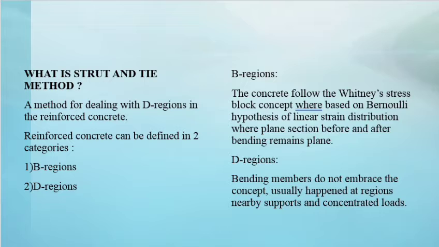Reinforced concrete can be divided into two categories: first is the B region and second is the D region. The B region is where the concrete follows the stress block concept, based on Bernoulli's hypothesis of linear strain distribution, where plane sections remain plane before and after bending. The D region is where the bending member does not embrace that concept. It usually happens in the region nearby supports and concentrated loads.